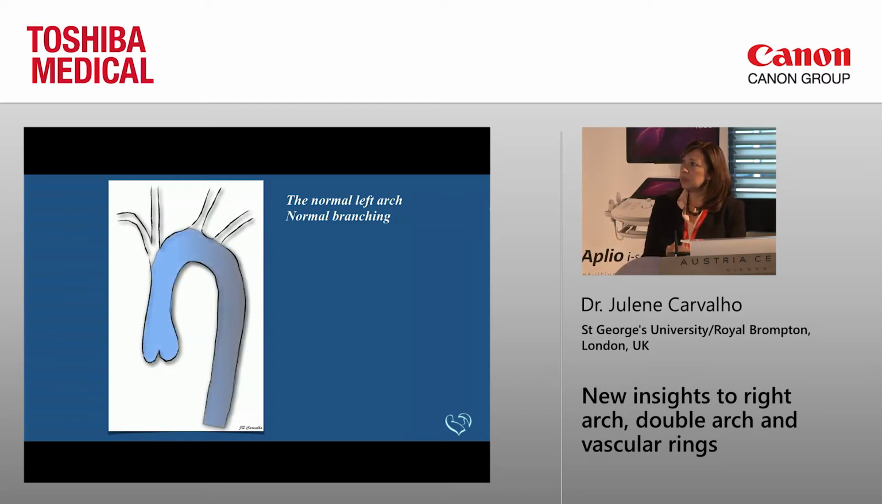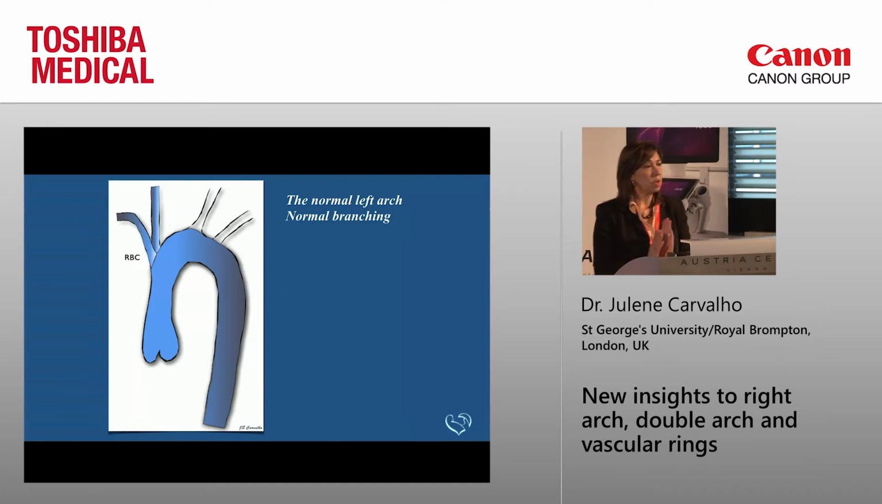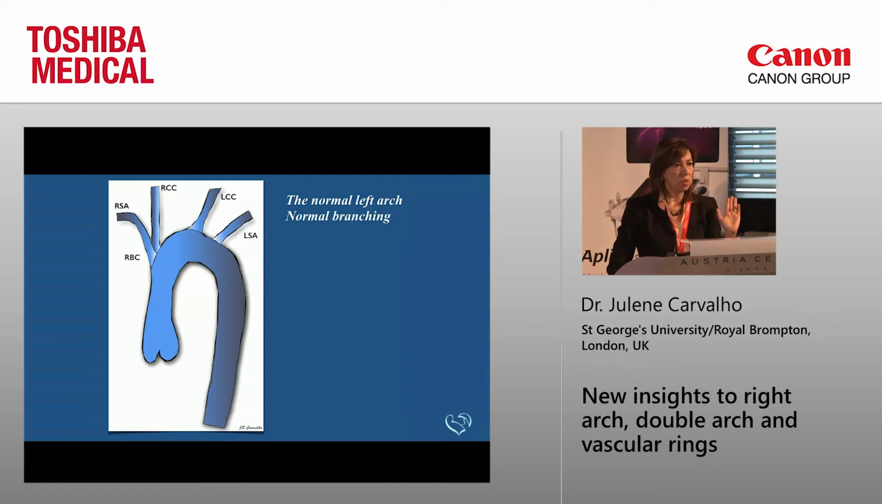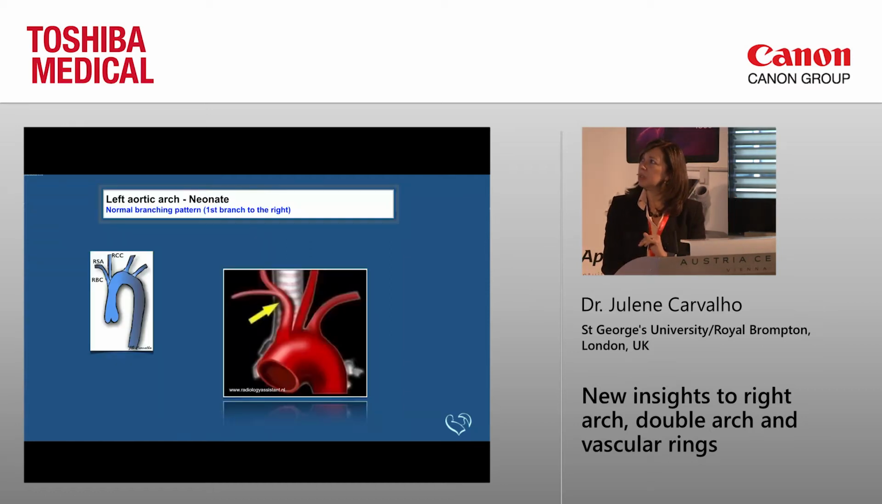So this is a diagram of a left aortic arch, and I usually draw this for the patient so they understand themselves what it means to be a left or a right aortic arch. The first branch of a left arch is the one that goes to the right side, and it divides into the right common carotid and the right subclavian artery. The second branch goes to the left side of the head, and the last branch goes to the left arm. So this is the usual pattern.